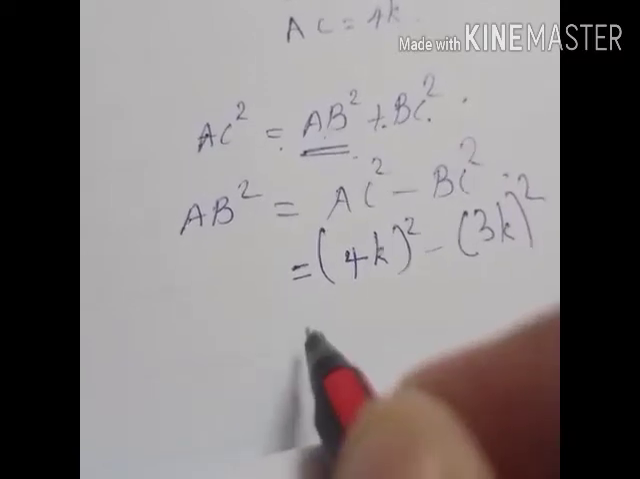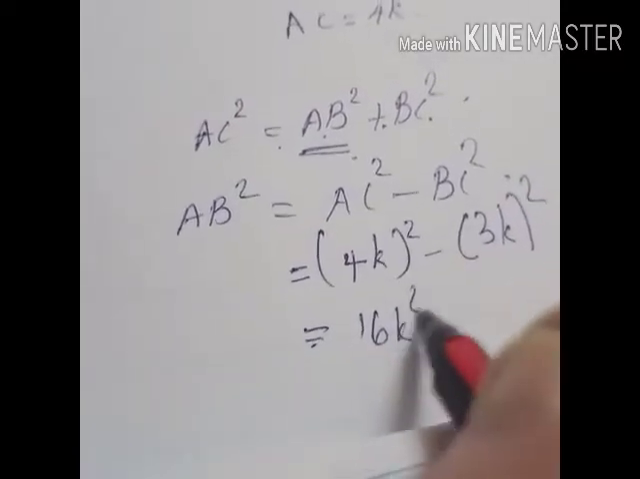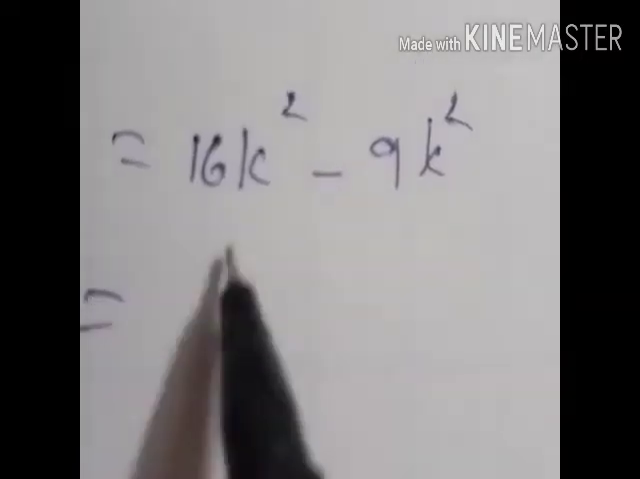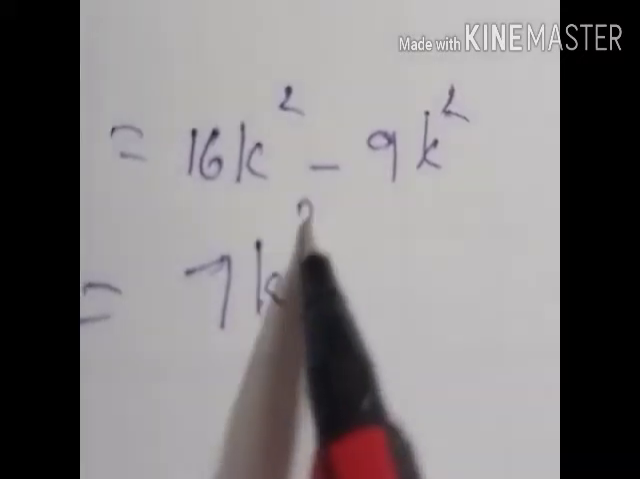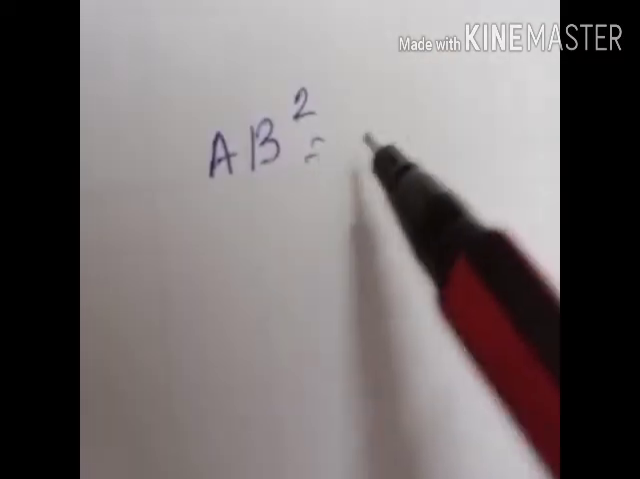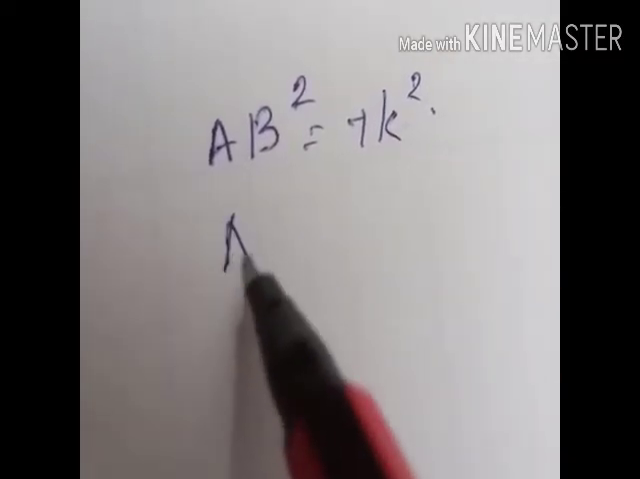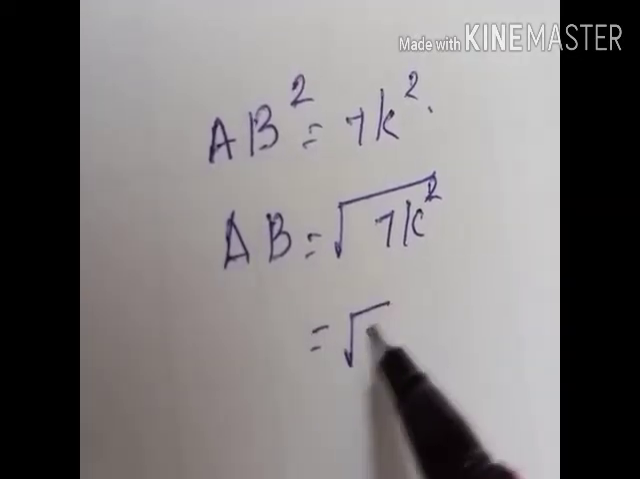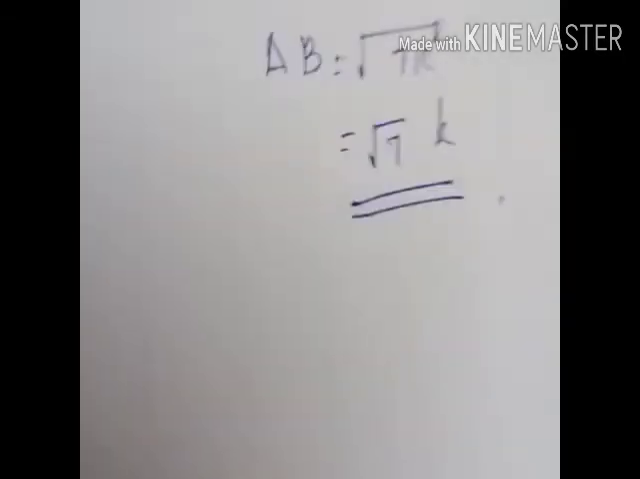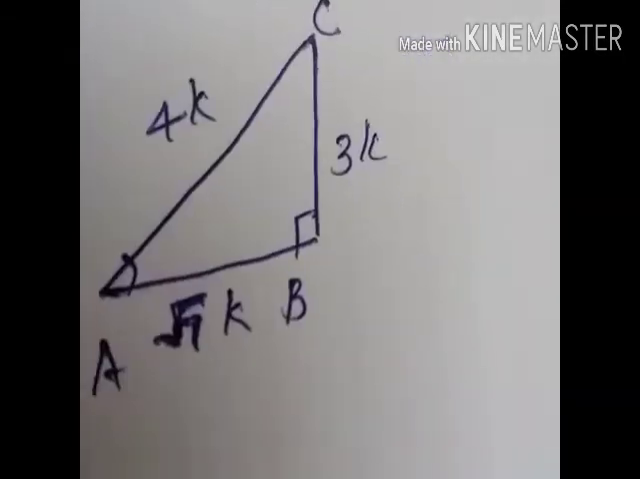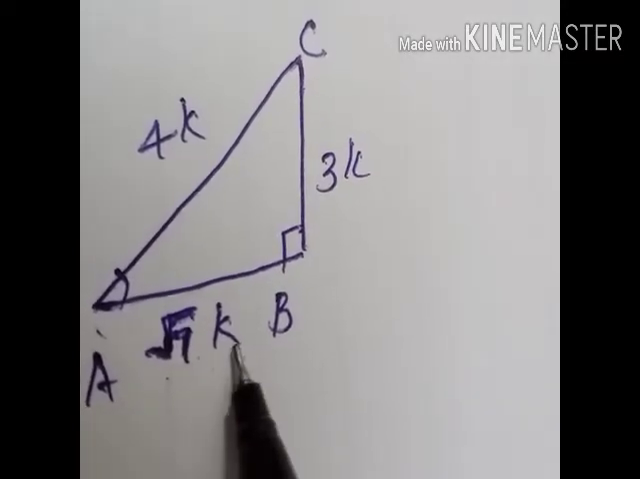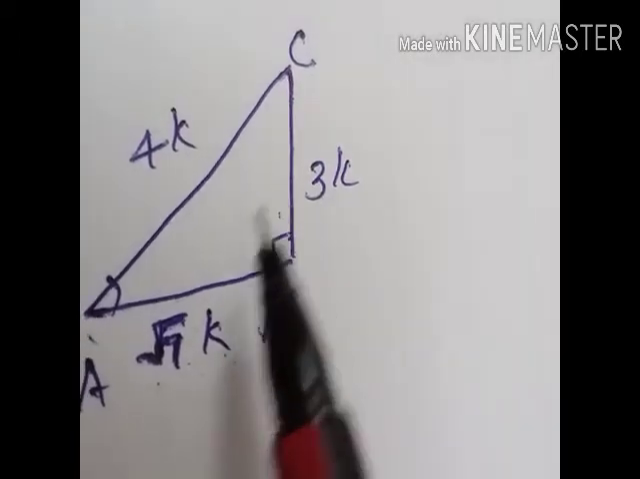This is equal to 16K square minus 9K square. 16 minus 9 is 7, so 7K square. Now AB square equals 7K square. So AB equals root 7K square, which equals root 7 K. Okay, this we have to mention in the figure. AB equals root 7 K. Then we have to find cos A and tan A.